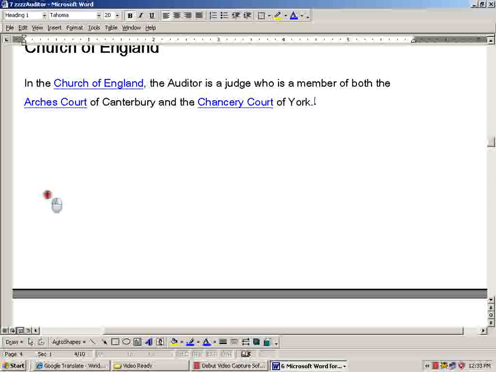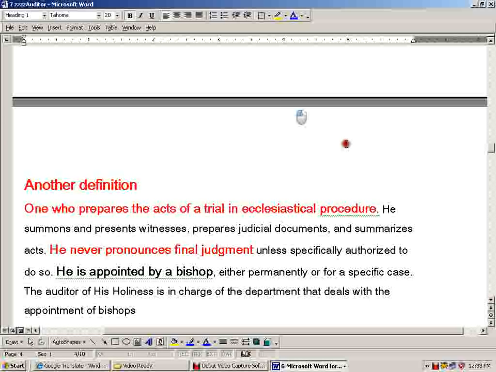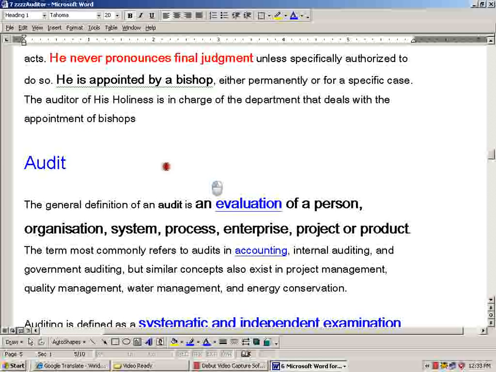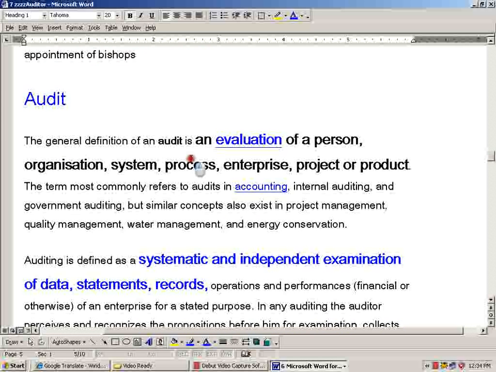In the Church of England, an auditor is a judge who is a member of both the Arches Court of Canterbury and the Chancery Court of York. Here's another definition. One who prepares the acts of a trial in ecclesiastic procedure. He summons and presents witnesses, prepares judicial documents, and summarizes acts. Sounds like a judge. He never pronounces final judgment unless specifically authorized to do so. He is appointed by the bishop. And the bishop, again, this is lowercase bishop. This isn't necessarily a Catholic bishop. Common noun bishop.